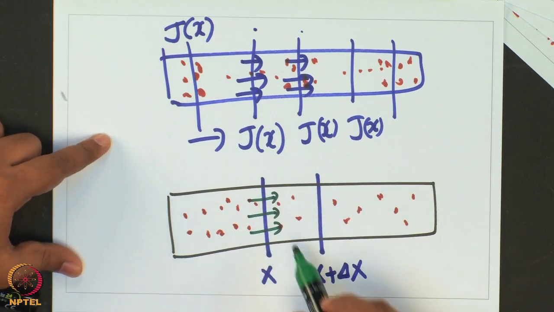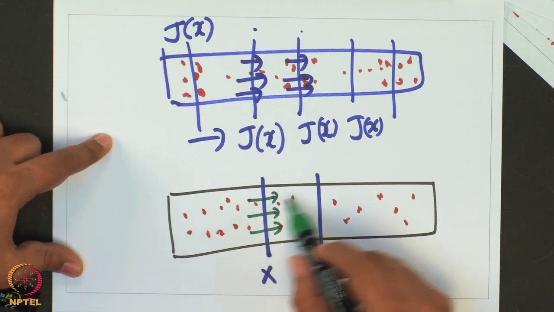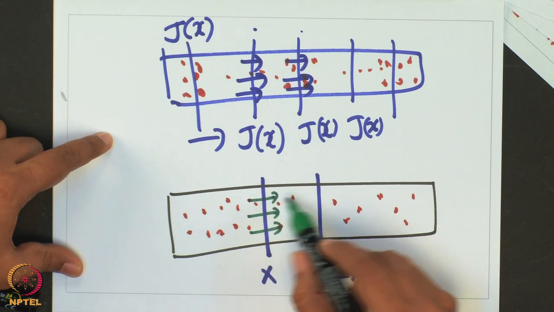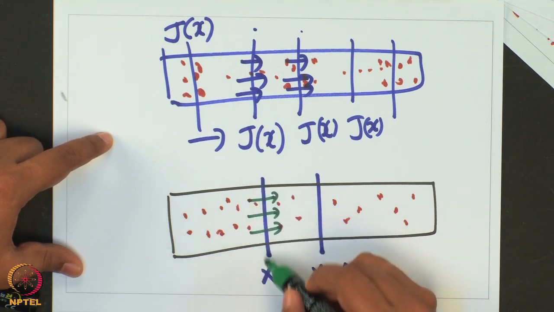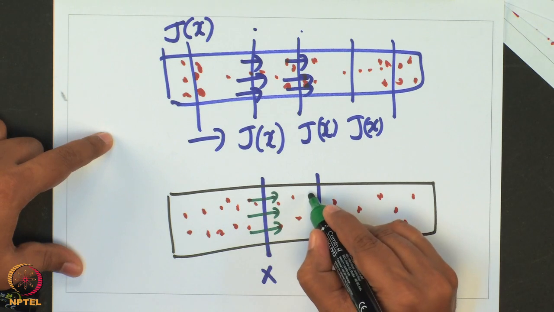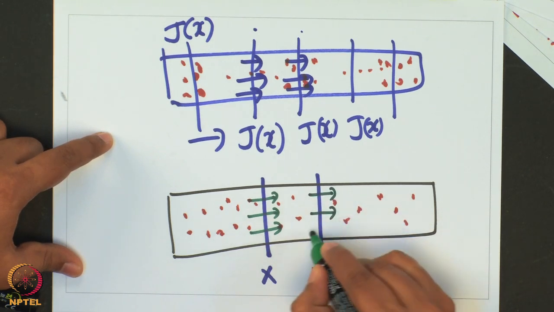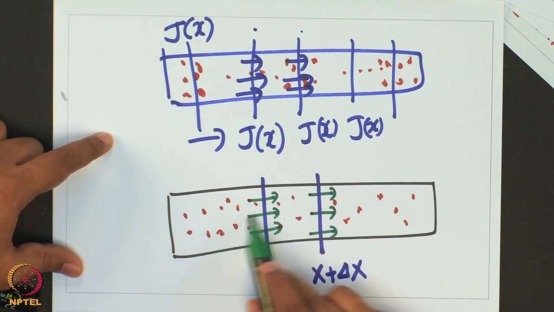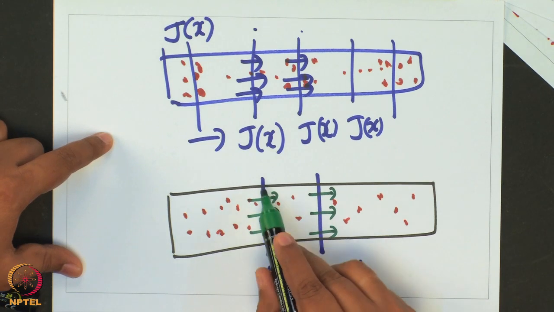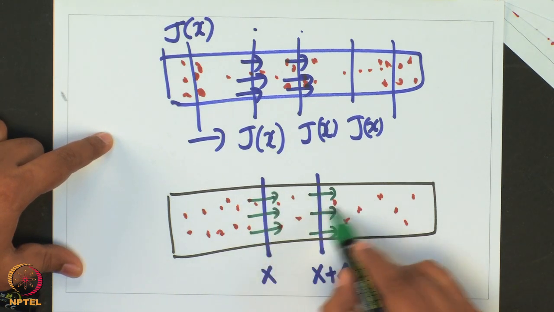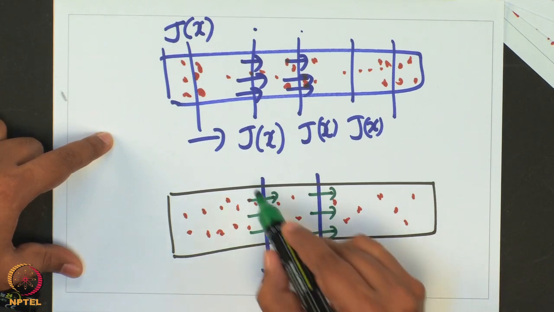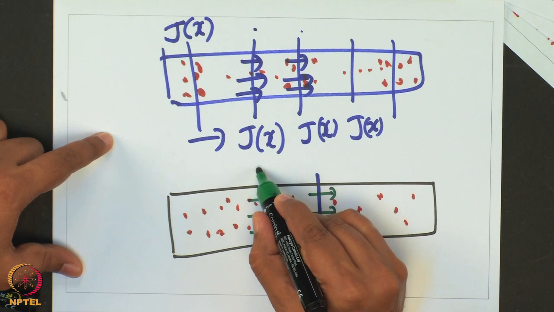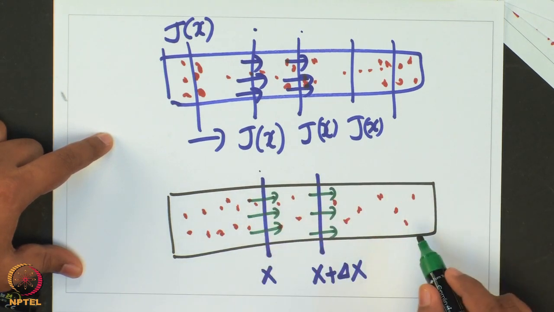Let us say there are 300, I drew 3 arrows, 300 protein molecules crossing this line every second, and here also 300 molecules cross every second from here to here. That is the flow here. The flow here is also 300 molecules crossing every second. That means the flow here and the flow here are the same. So the J at x is the same as J at x plus delta x.